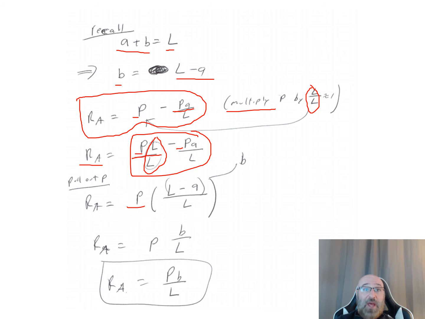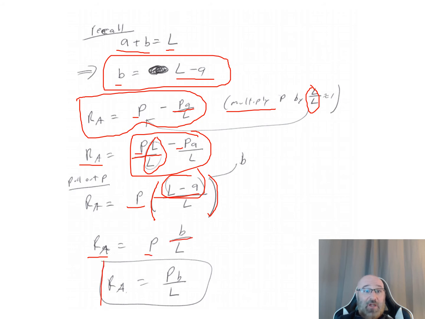I pull that P out, and I'm left with R_A equal to P times L over A, all over L. Well, I recall now this L over A right here is approximately equal to B from the relationship shown above. So I can plug that in, and now I say that my R sub A is equal to P times B over L, so my R sub A is equal to PB over L. So a couple little tricks there.